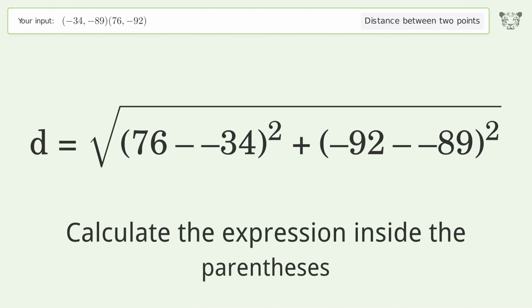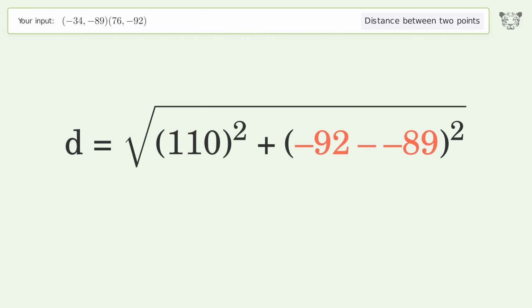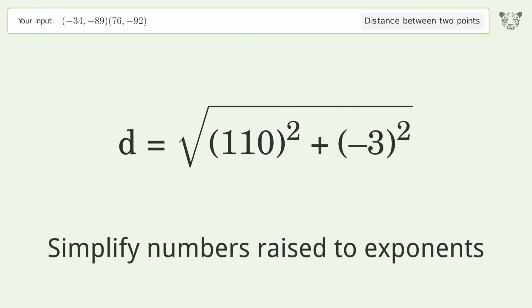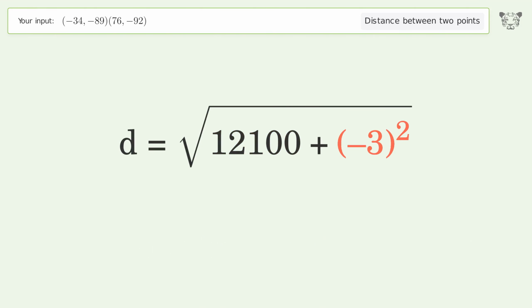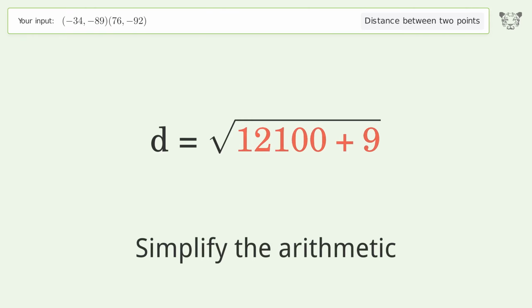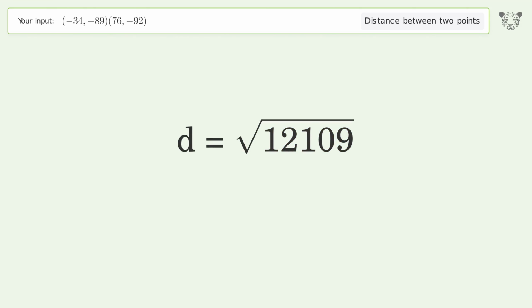Calculate the expression inside the parentheses. Simplify numbers raised to exponents. Simplify the arithmetic. And so the distance between the 2 points is the square root of 12,109 or 110.041.